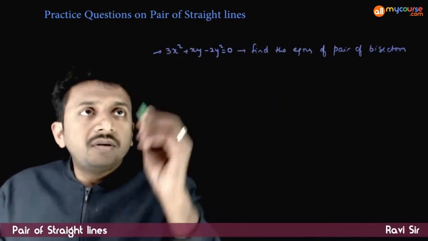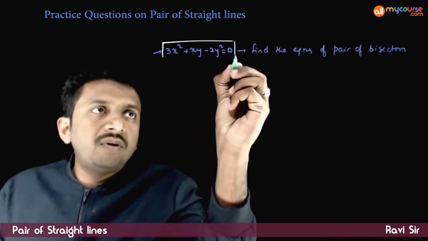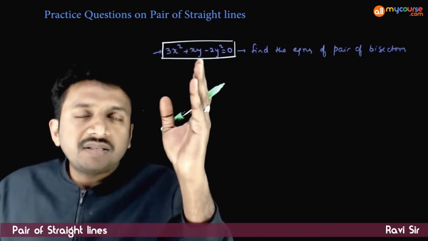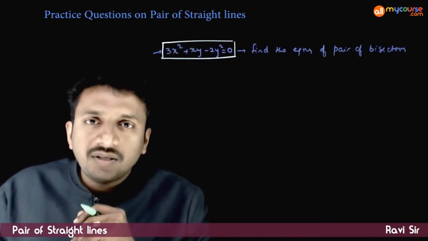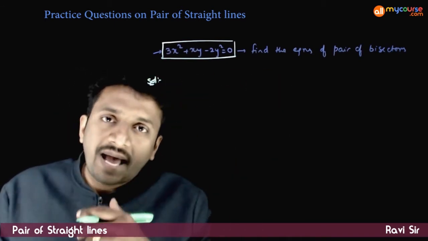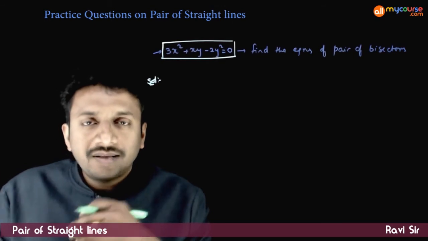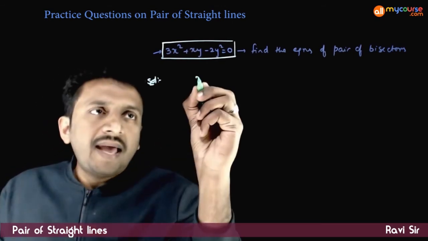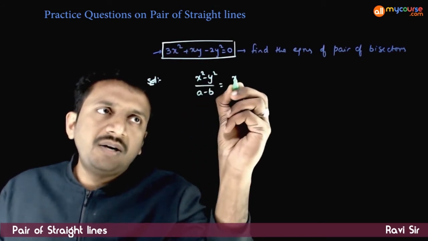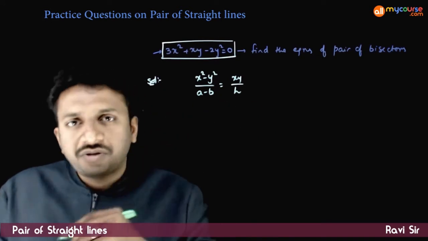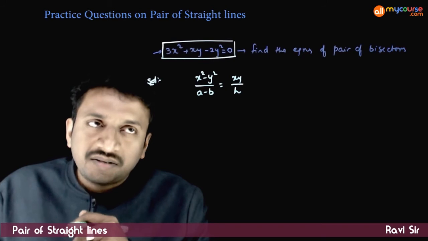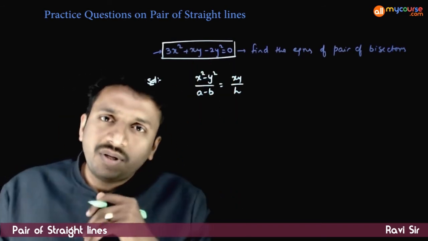In this question, you are given the equation of a homogeneous pair of lines, 3x square plus xy minus 2y square is equal to 0. And you are asked to find the pair of angle bisectors. So I'll directly use the formula x square minus y square by a minus b is equal to xy by h. This is the formula for pair of angle bisectors. So we just need to substitute the numbers.